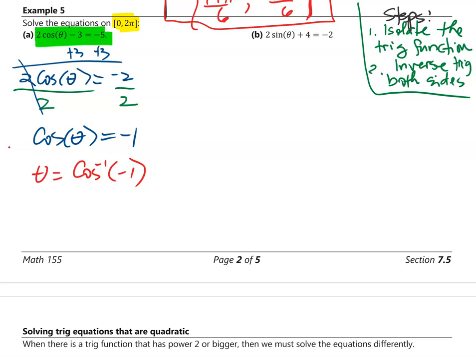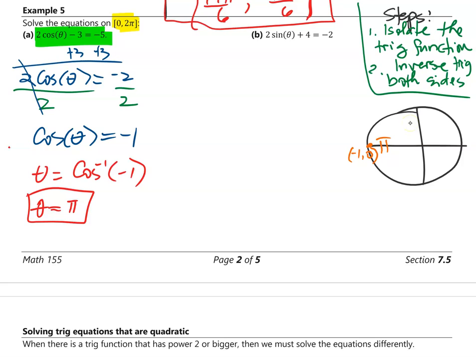And that is equal to pi. On the unit circle here at pi, cosine is negative 1. So that's why our answer is pi. So the solution set is pi.